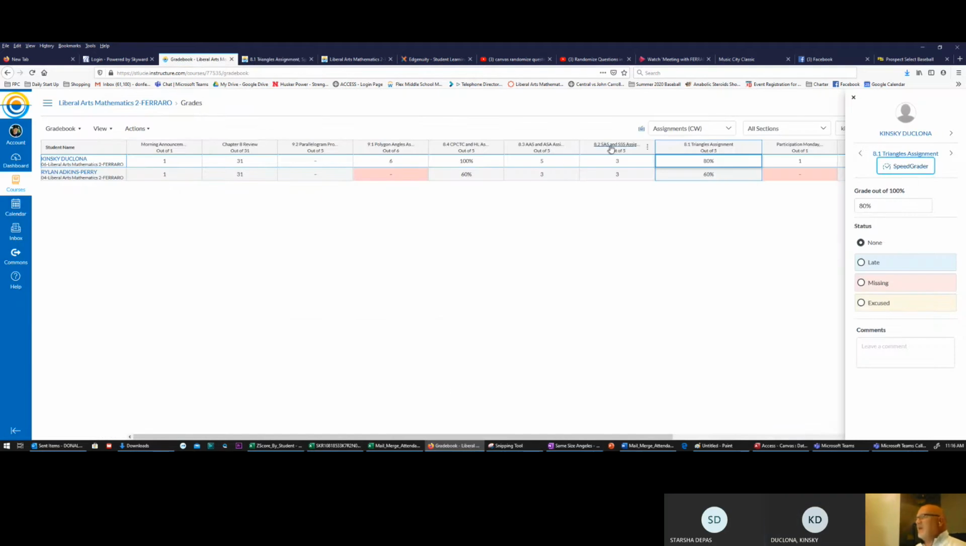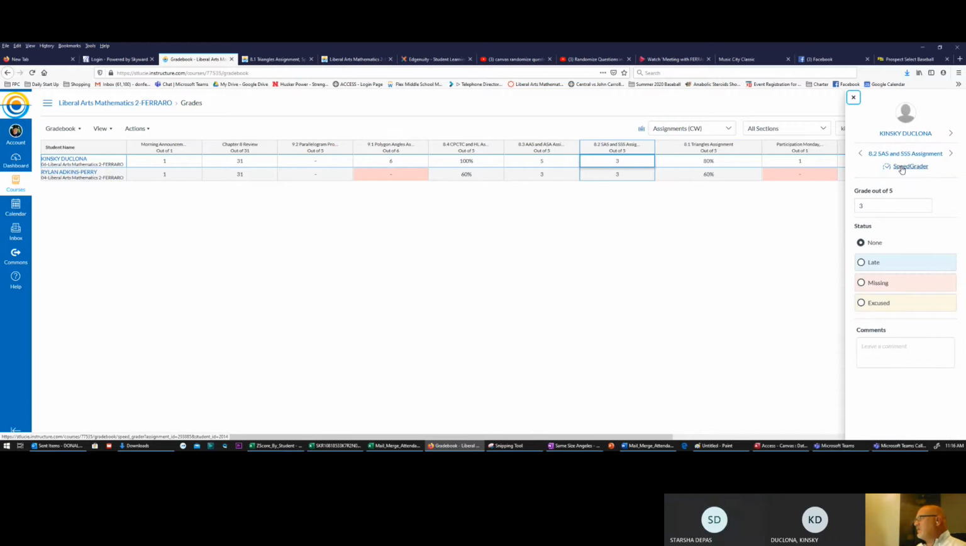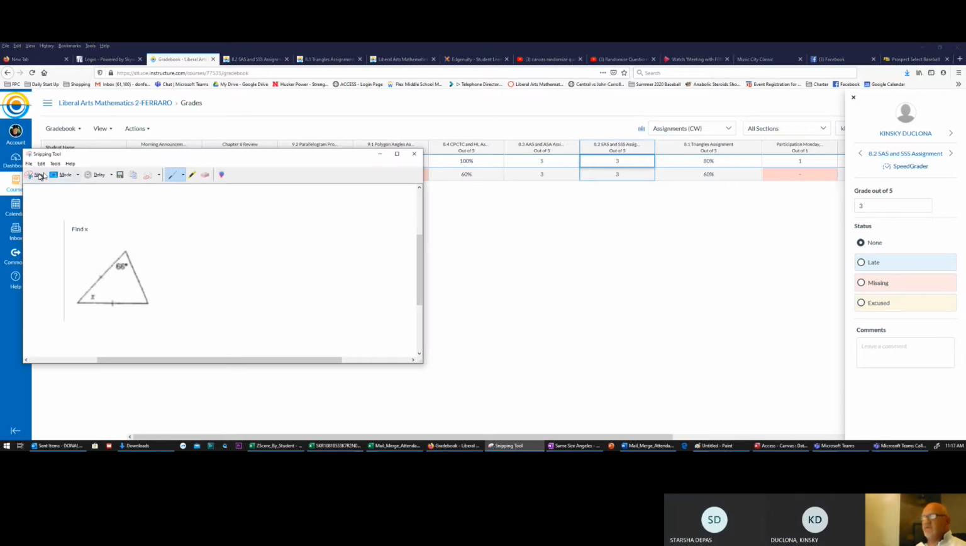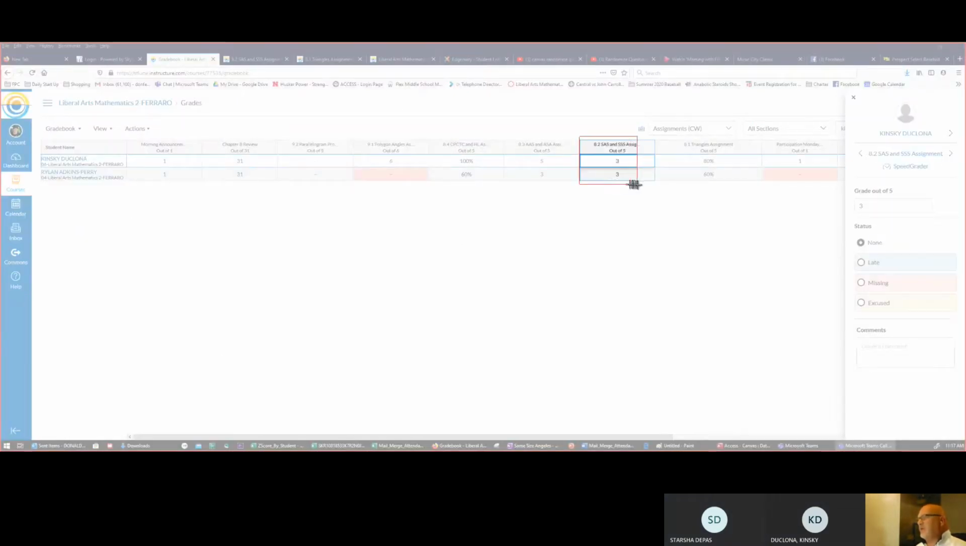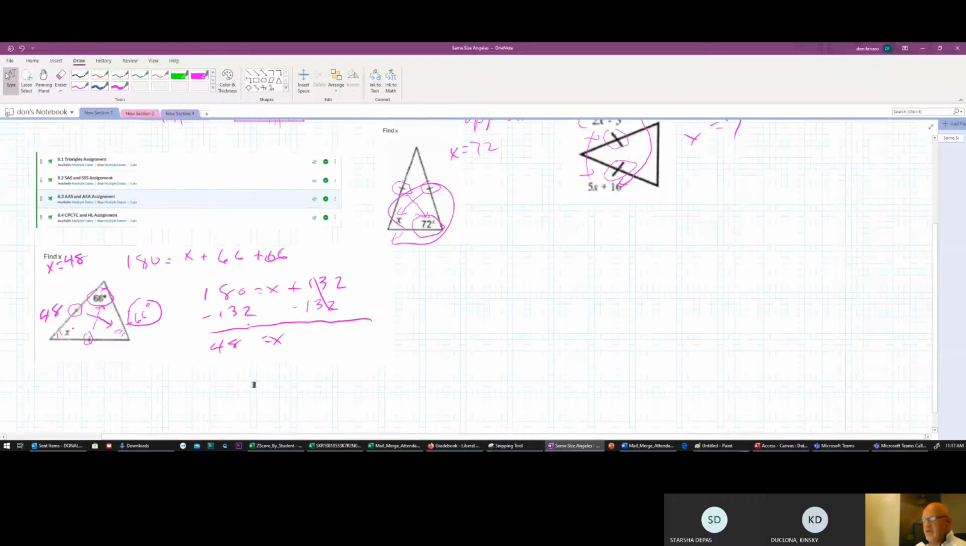So that's 8.1. Now 8.2. Let's open this. Oh, 1 second. So I got the speed grader, open link in new tab. So on this, what I want to do here is I just want to take out the two theorems that we're working with here, SAS and SSS. So I'll bring that down here.